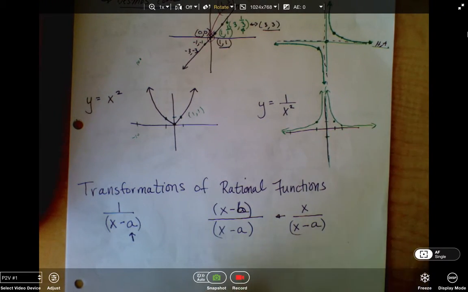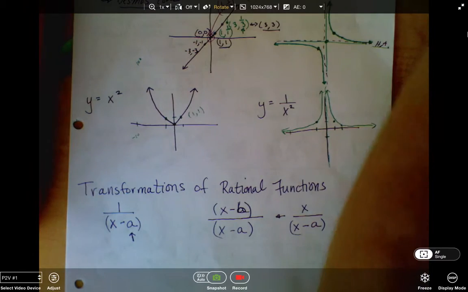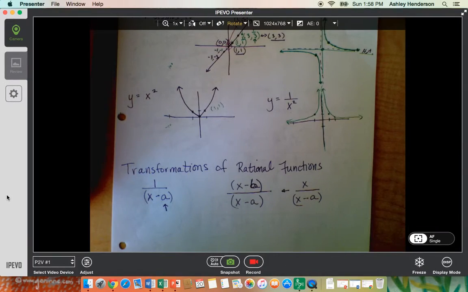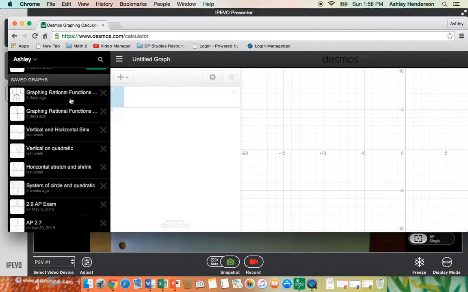Transformations, we'll look at these in a minute after we've looked at decimals. So hold on here for just a second. And let's look at graphing linear functions.